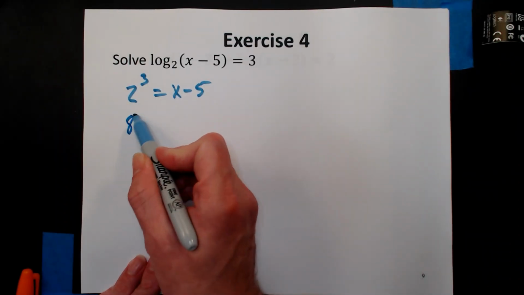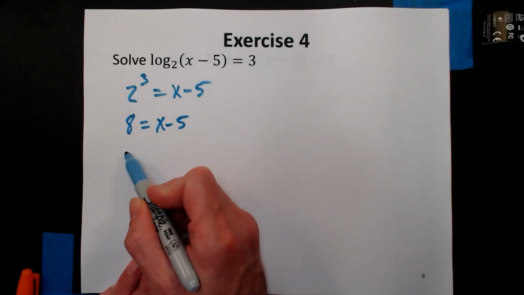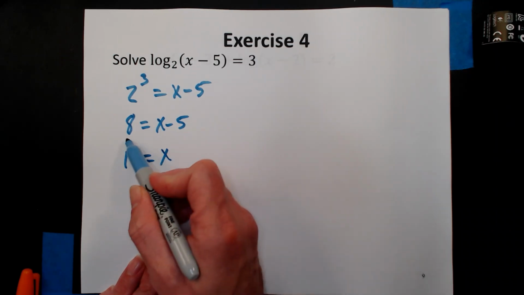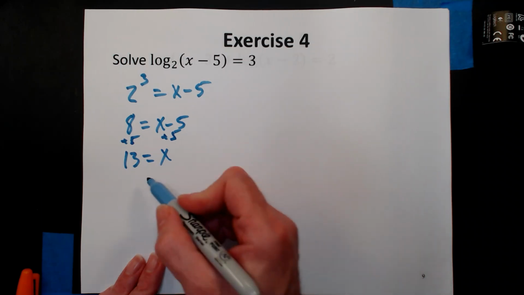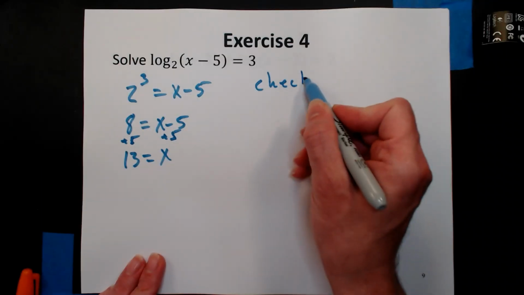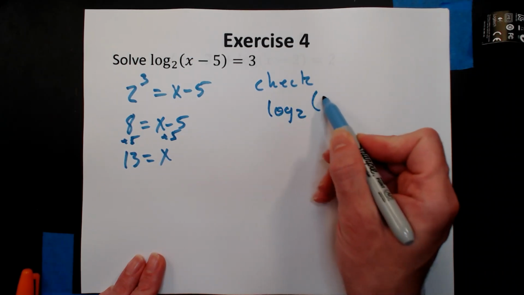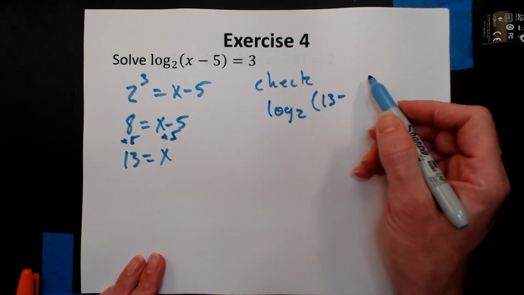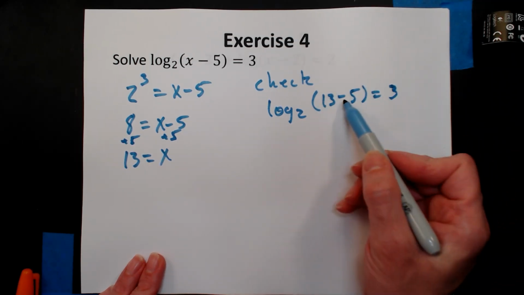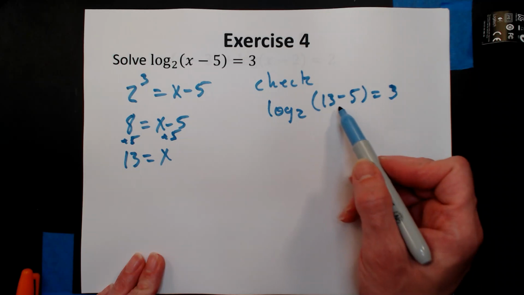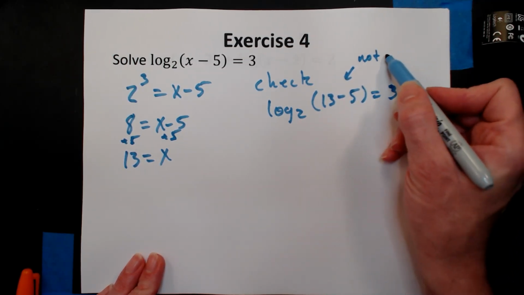And then we're going to have 8 equals x minus 5, so that means that 13 equals x because I add 5 to both sides. And then you have to check. So I'm going to say log base 2 of 13 minus 5 equals 3. And really you can stop, in most cases that I've seen, you can stop as soon as you check to make sure this is not negative inside the parentheses of your logarithm.